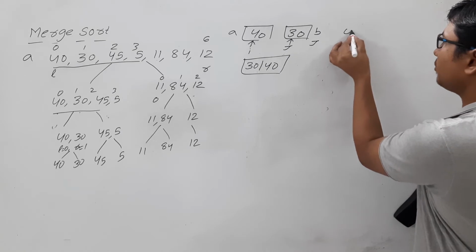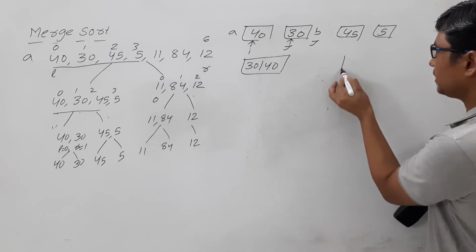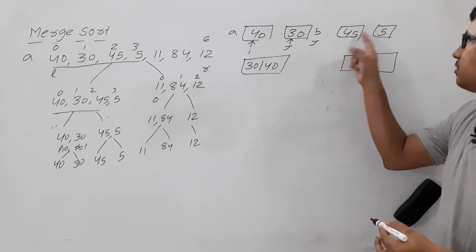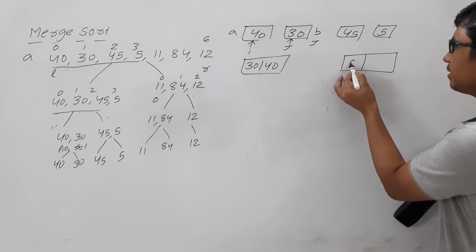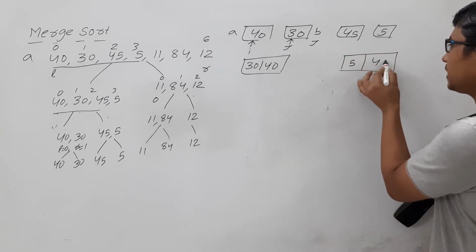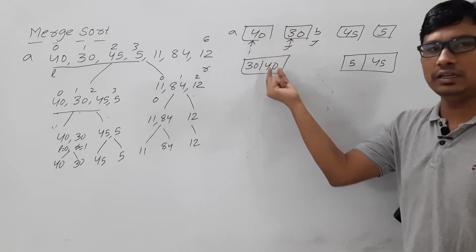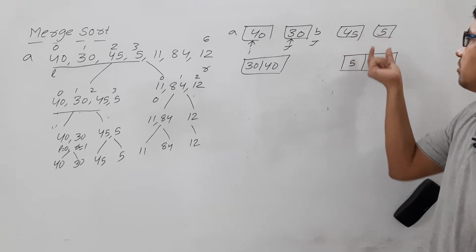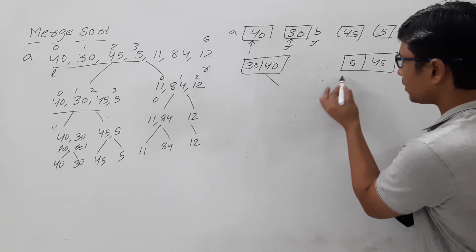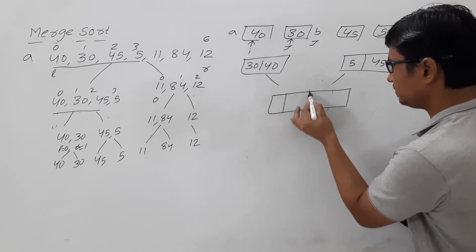Now again if I take 45 and 5, and take another array consisting of two elements, I need to compare 45 and 5. Which is less? 5 is less, so I will place 5, and here there are no more elements, so I will keep the remaining element directly here. So 40 and 30 I combined and sorted into 30 and 40. Similarly 45 and 5 I combined and sorted into 5 and 45. Now again if I perform merge on these two, then I will have a 4 element array.